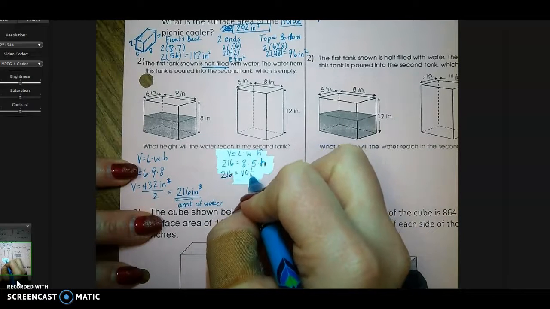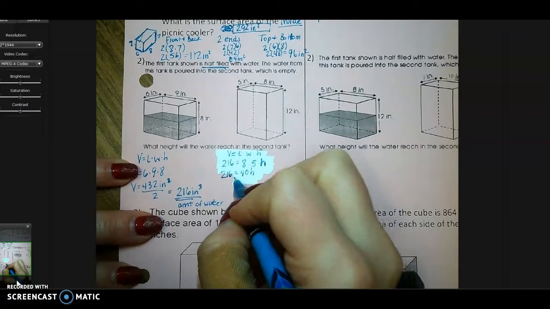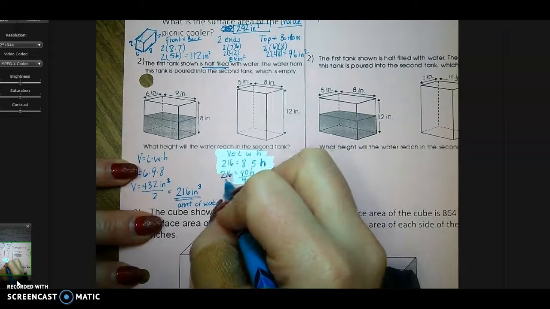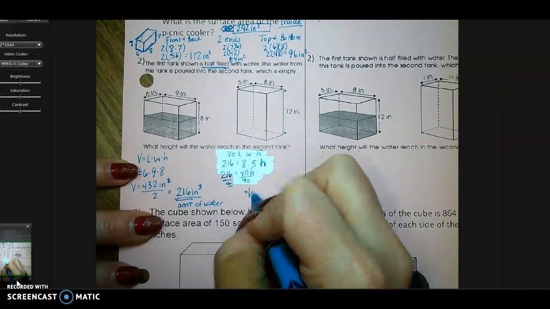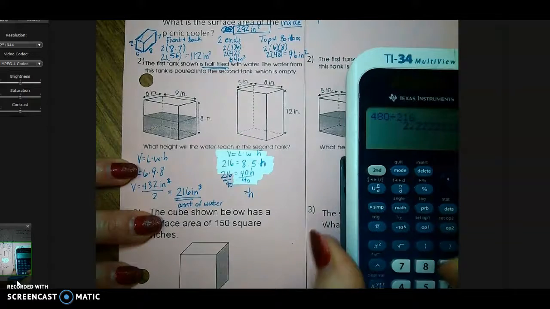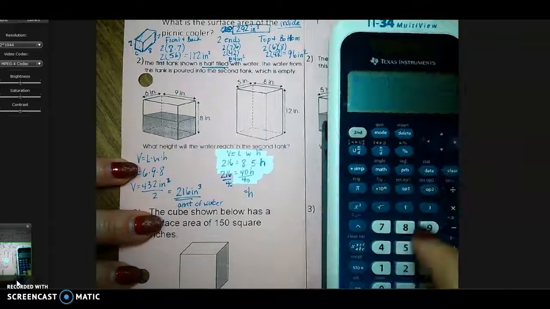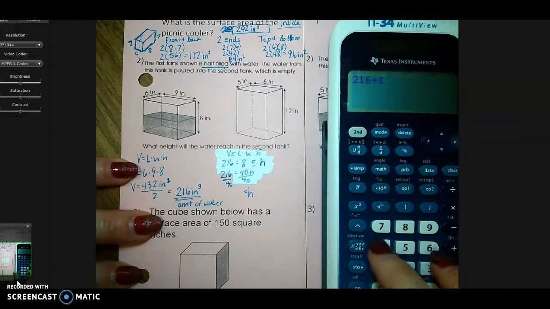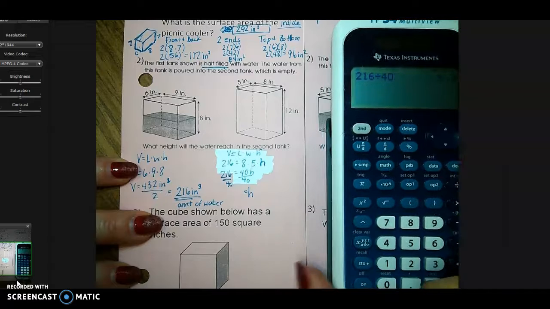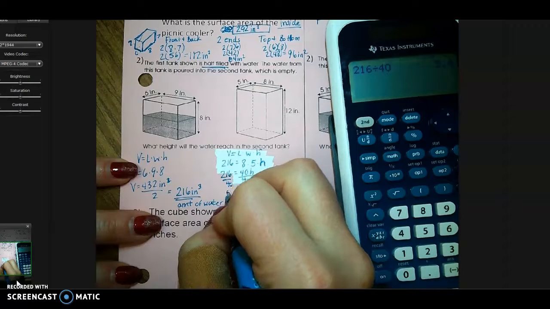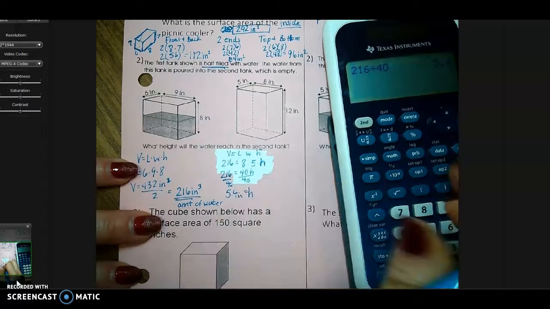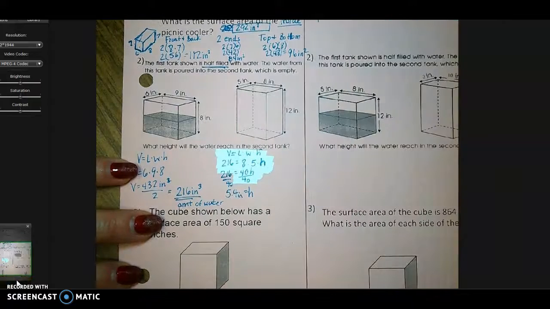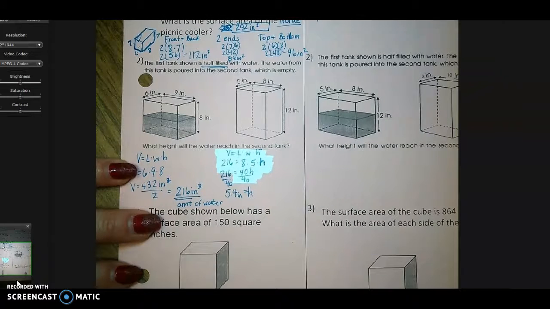So that means 40 times something gives me 216. So I'm going to divide by 40, and my height should be 5.4 inches. So that is how high the water will be. It will go 5.4 inches up the tank.